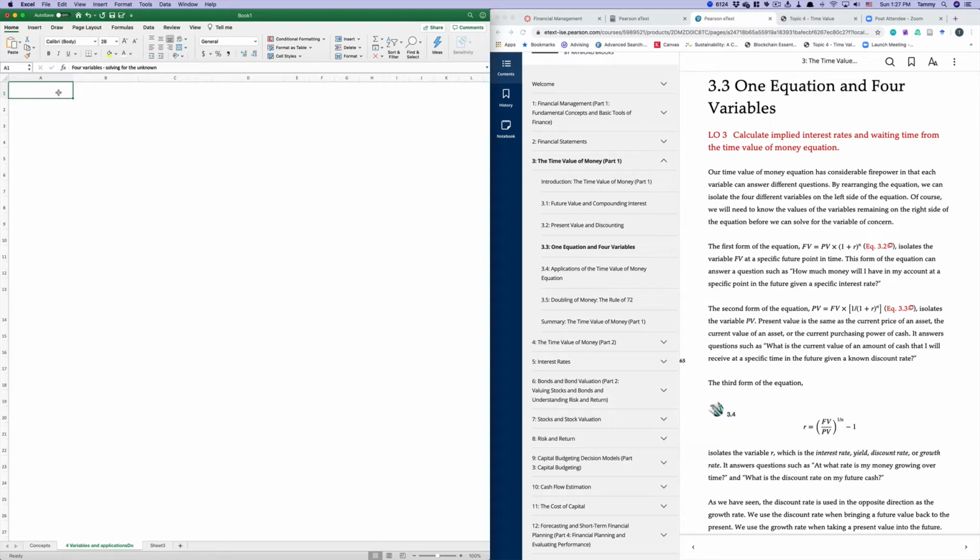So for both of those, if we have the rate of growth, the number of time periods that your investment is growing, and the original investment, we can solve for the future value. Likewise, if we have a future value, and we know the discount rate, and we know the number of time periods that it's being discounted back to the present, we can solve for the present value. And this section over here in your book is titled, one equation and four variables.